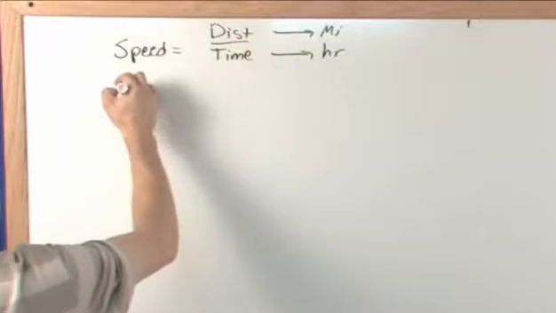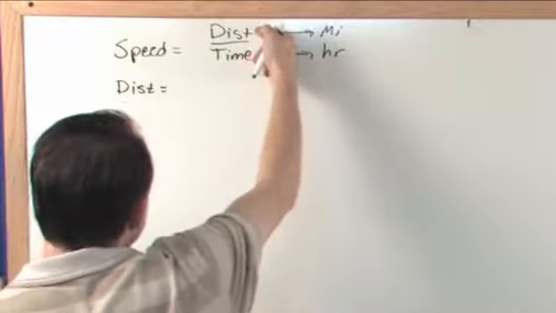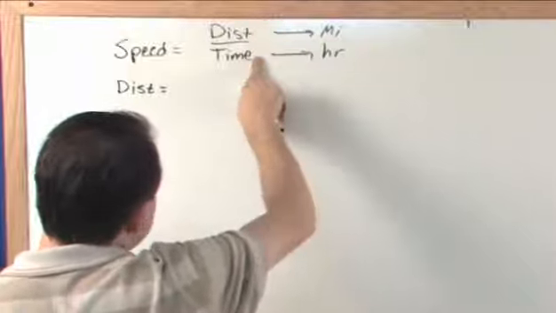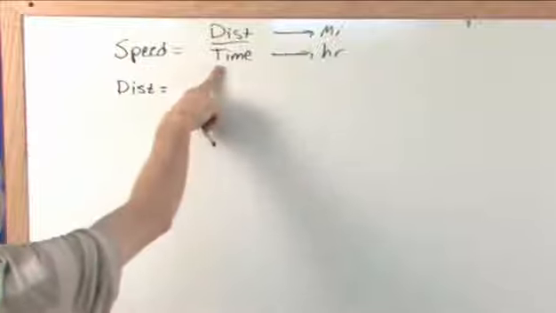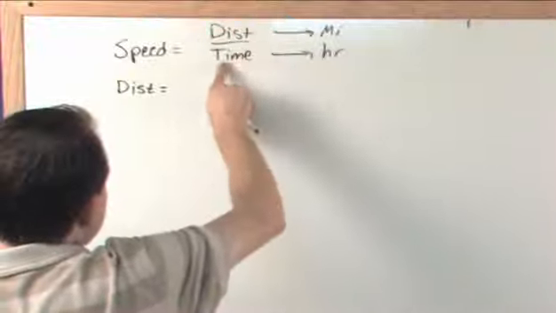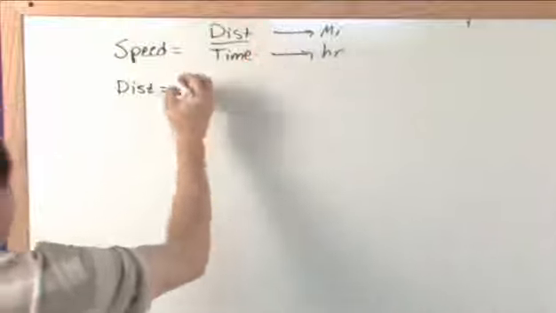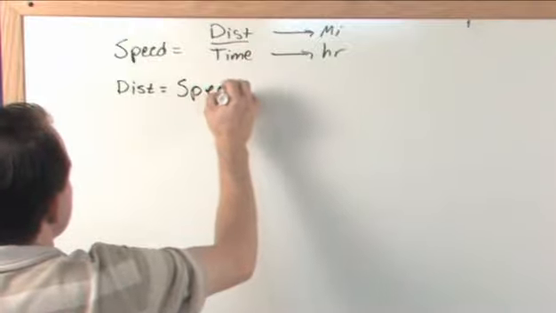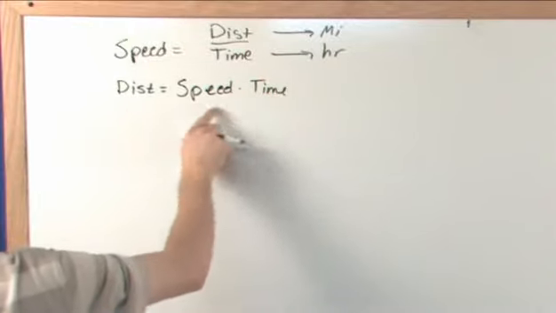So if you wanted to solve for distance, how would you do that? Well, if I wanted to solve for distance, I'd have to get rid of this time, just like if it were any old equation. So I'd multiply both sides of this equation by time. It would cancel on this side, time on the bottom and time on the top. Time divided by time gives you 1. But over here I'd have speed times time. Okay, so distance is speed times time.